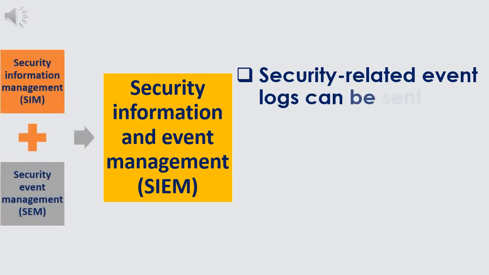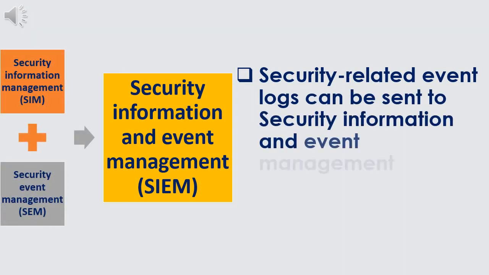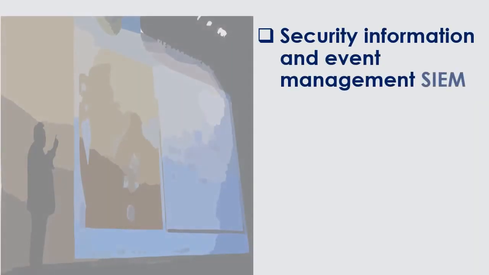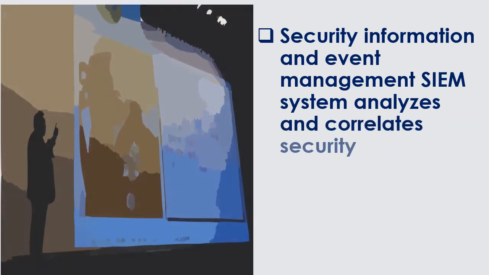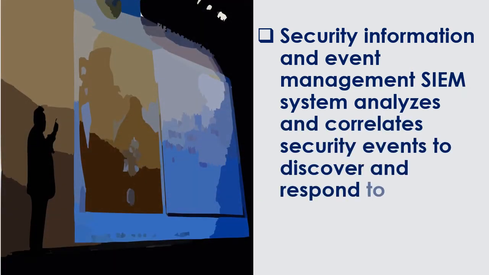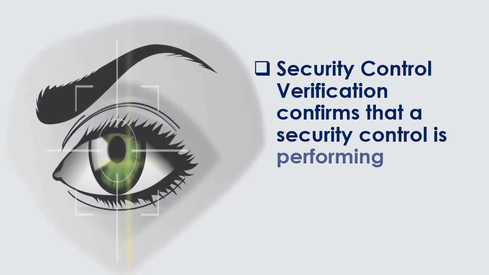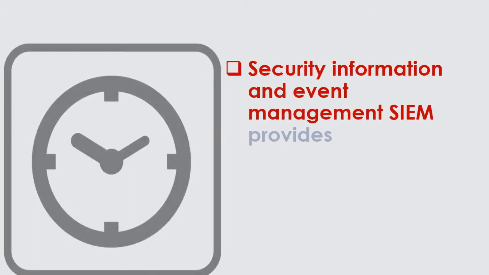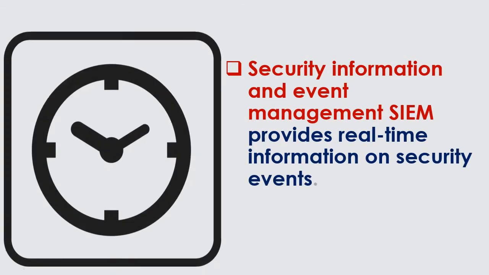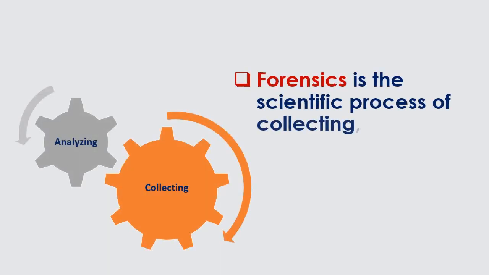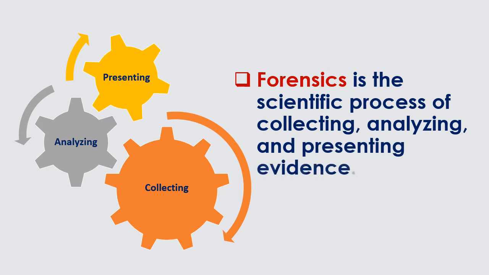Security-related event logs can be sent to a Security Information and Event Management, SIEM, system. A SIEM system analyzes and correlates security events to discover and respond to security situations. Security control verification confirms that a security control is performing as expected. SIEM provides real-time information on security events. Forensics is the scientific process of collecting, analyzing, and presenting evidence.